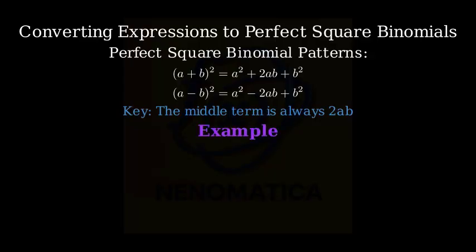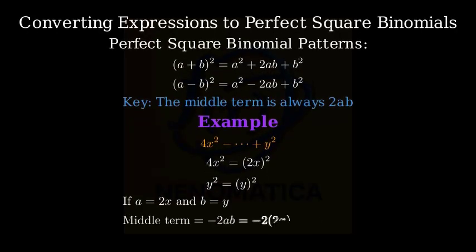Now, let's look at our first example from the exercise. We need to fill in the blanks to convert 4x squared ± plus y squared into a perfect square binomial. Let's break this down step by step. First, we identify that 4x squared can be written as the square of 2x. And we have y squared, which is already a square.